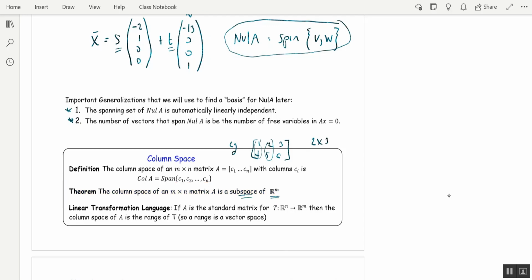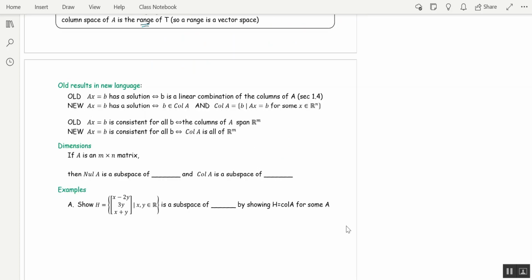The subspace part we learned last time. The span of a set of vectors is automatically a subspace. And in linear transformation language, the column space is simply the range of the linear transformation. Okay, so now we can rephrase some old results with our new vocabulary. The first old result is that AX equals B has a solution if and only if B is a linear combination of the columns of A.